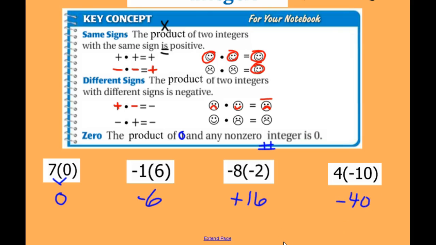Now one thing I didn't explain is that when two numbers are next to each other with parentheses, like 4 times 8, or if they're both in parentheses, 4 times 8, that means that we are multiplying. If you want to put the dot in between there to show that's multiplied, you can. In this class, we're not going to use an X to show multiplication. We will use the dot.